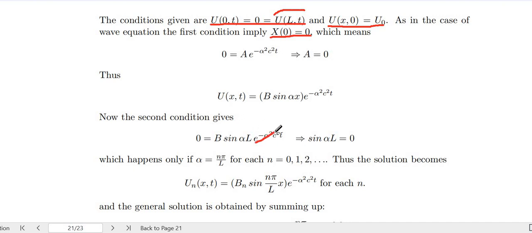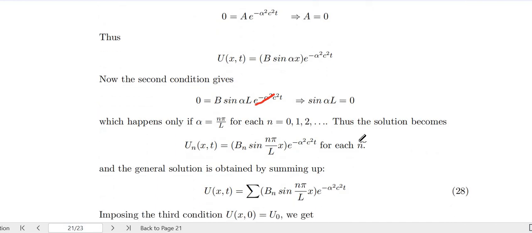But e^(−α²c²t) equal to 0 is not possible, because e raised to x can never be 0. Now if you assume that b equal to 0, already a equal to 0, then your u will become 0, right? It will be a dead case, that is the temperature at every point will be 0. So that case is uninteresting. You are not getting a fruitful solution, because b equal to 0 implies u will be the zero function. That is not what we want. So the only option is sin αL must be equal to 0.